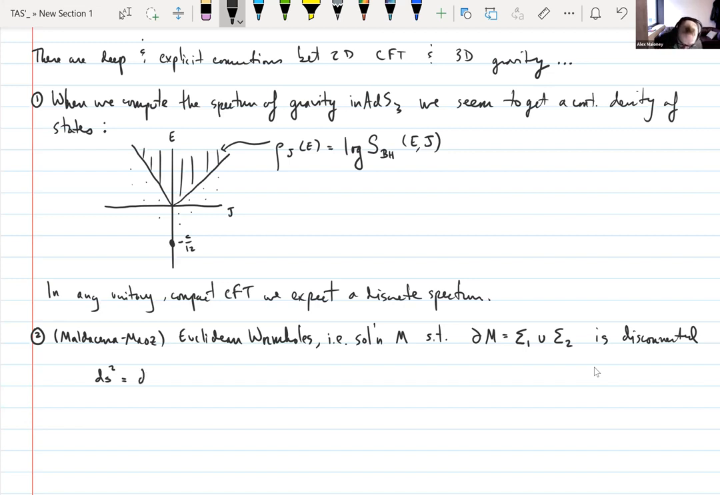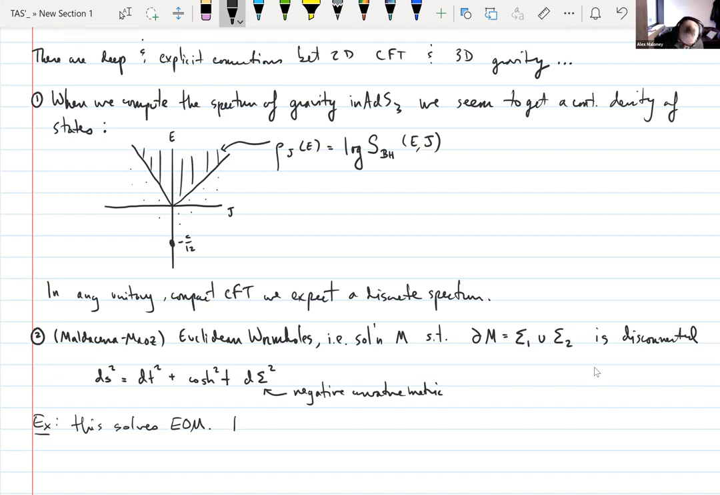And a simple Euclidean wormhole solution, which I think is a great one for getting some intuition, is a metric of the sort that I'm writing down here, where dσ² is any negative curvature metric. So in particular, this could be the metric on some two-dimensional surface with constant negative curvature. Okay. And then it's a straightforward exercise for you to check that this is a solution of Einstein's equations with the negative cosmological constant in Euclidean signature.